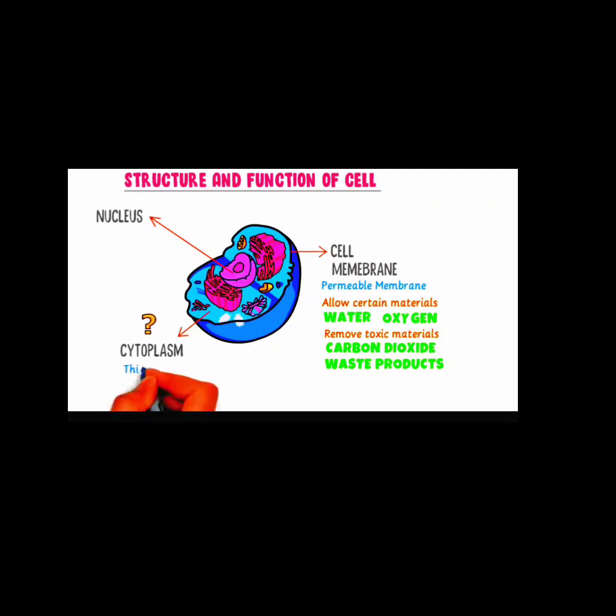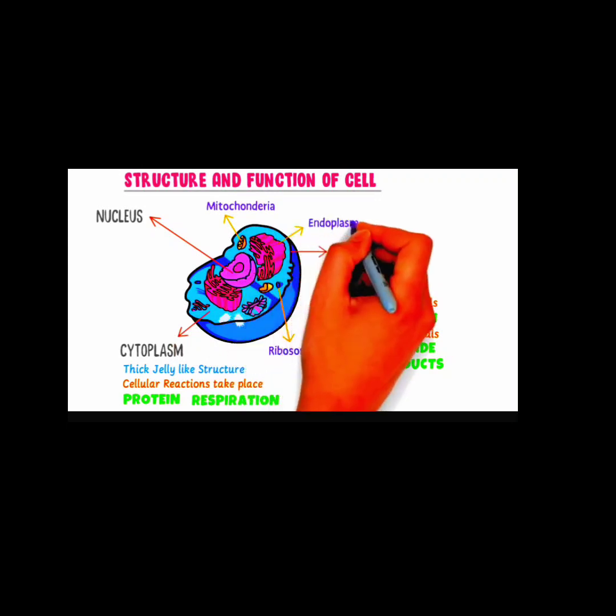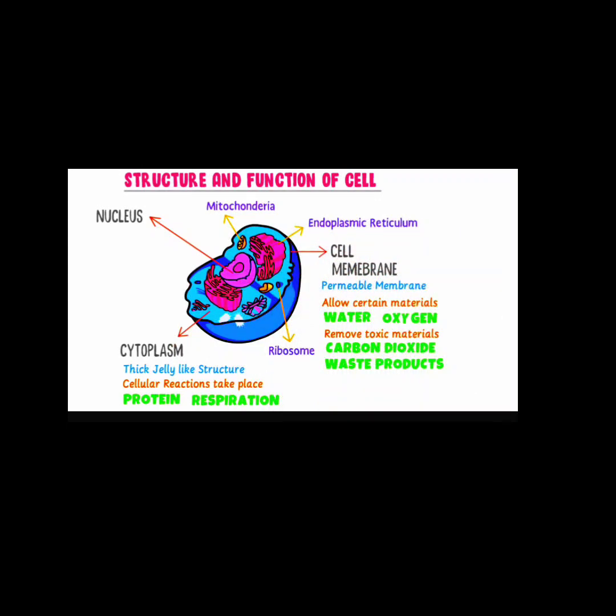Now what is cytoplasm? It is a thick jelly-like structure. It provides shape to the cell. It means different shapes of the cell are due to different shapes of cytoplasm. All the cellular reactions or cellular functions take place in the cytoplasm. For example, protein formation occurs in the cytoplasm, cellular respiration occurs in the cytoplasm, and mitosis and meiosis occur in the cytoplasm. Secondly, all the important organelles are present in the cytoplasm, like mitochondria, ribosomes, endoplasmic reticulum, Golgi bodies, lysosome, which will be discussed in the later lecture.